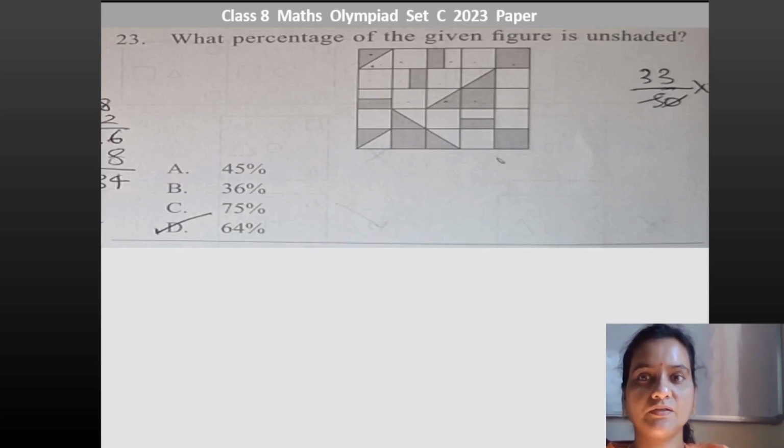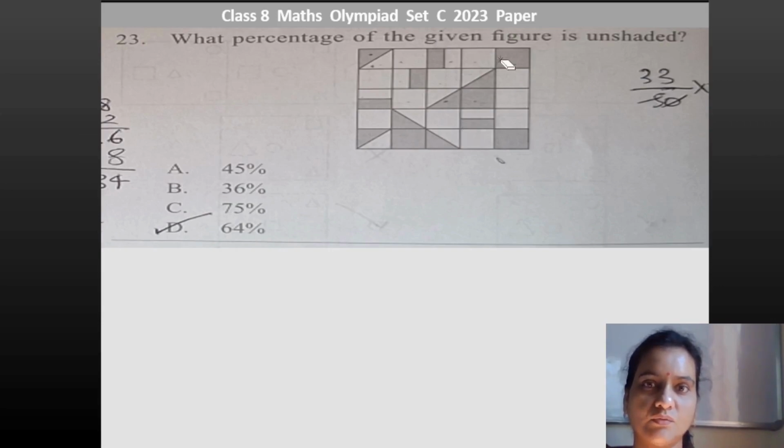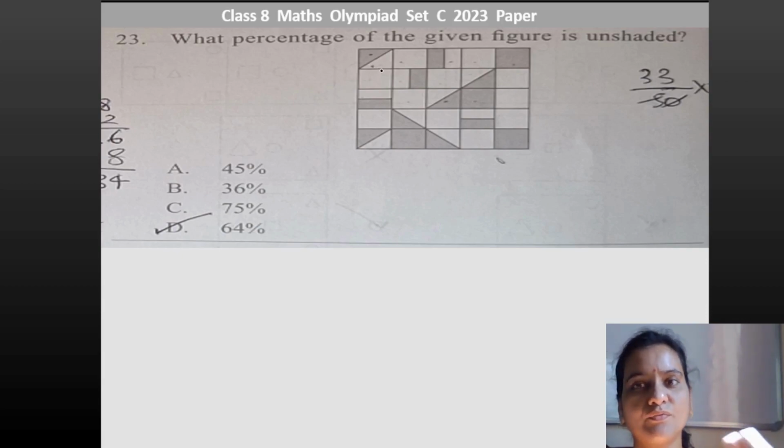What percentage of the given figure is unshaded? So let's find out how many parts are shaded. You can find out the opposite, unshaded, also. I'm just going to go the shaded way. So these two here will form one square, these two here will form the second square, and then these two here will form the third square. Then we have these 4 and 4 together, they will form 4 squares.